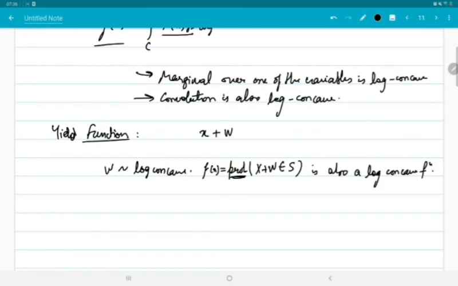W is characterized by its density, not distribution. Sorry, if I said distribution somewhere, I think W is characterized by its density. The density is log concave. The distribution is also log concave because the distribution is the integral of this thing, so it will also be log concave. But it is not always true the other way around. The distribution can be log concave, but the density may not be.